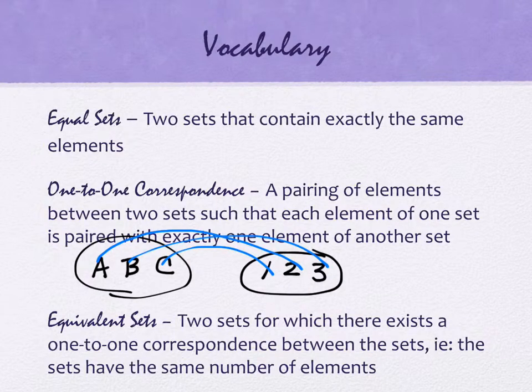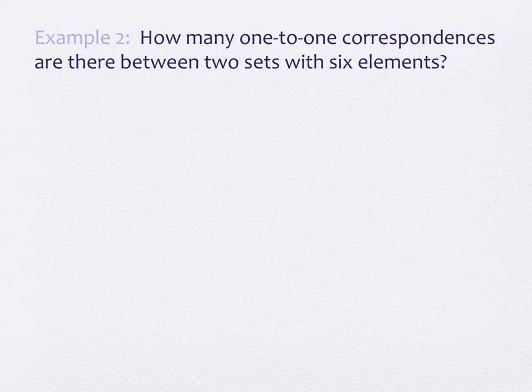Are you with me? Everybody good with that notation? Okay. So as long as they have the same number of items, they're equivalent, but they don't have to be equal. Okay, let's do an example dealing with the one-to-one correspondence issue. All right, so the question asks, how many one-to-one correspondences are there between 2 sets with 6 elements?